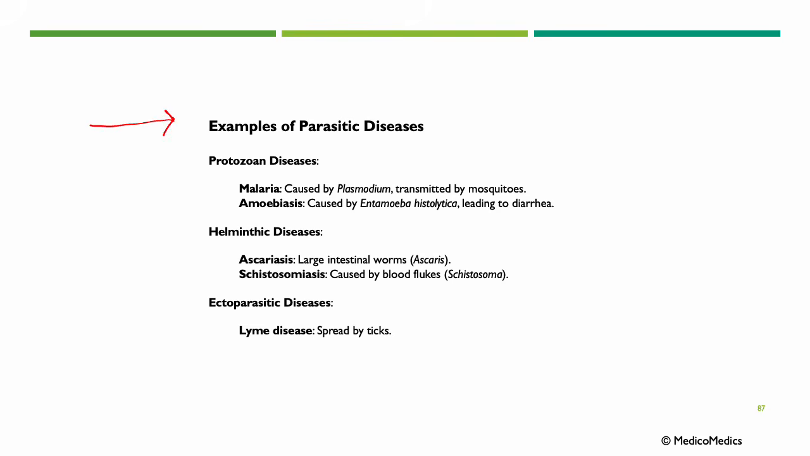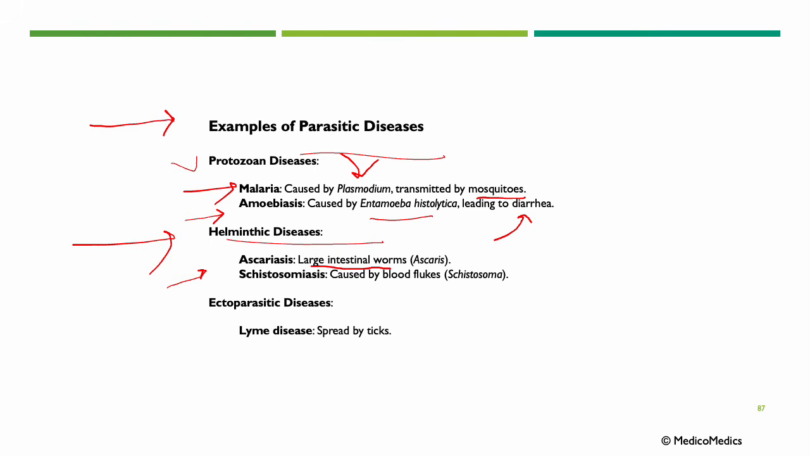Now, let's just repeat some examples of parasitic diseases and mention some new ones. So, under protozoan diseases, we have indeed malaria caused by Plasmodium, transmitted by mosquitoes. We have amoebiasis caused by Entamoeba histolytica, leading to diarrhea. Then we have helminth diseases. So we have ascariasis. These are large intestinal worms. Schistosomiasis caused by blood flukes. We have ectoparasitic diseases like Lyme disease spread by ticks.